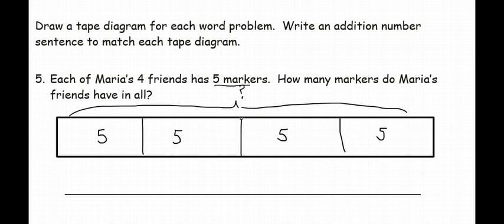I'll write a repeated addition problem to help solve that. It would be 5 plus 5 plus 5 plus 5. And I'm going to group my 5s to help me add. So 5 plus 5 is 10. Another 5 plus 5 is 10. 10 plus 10 is 20. So in all, Maria's friends have 20 markers.